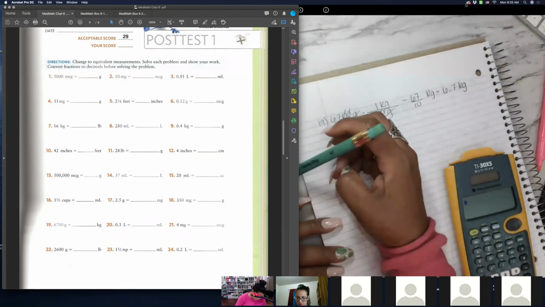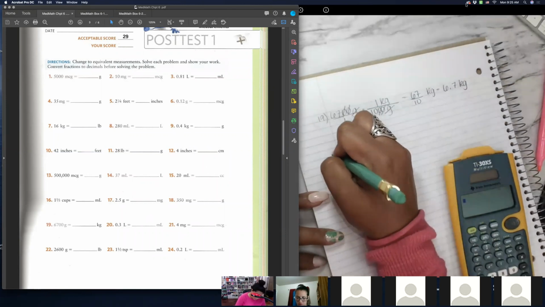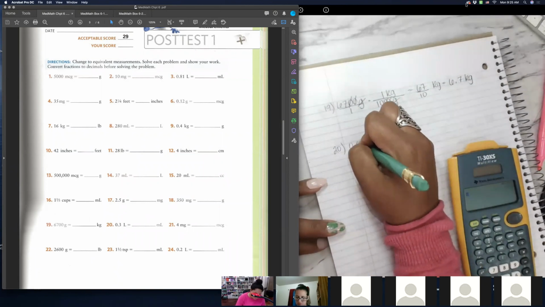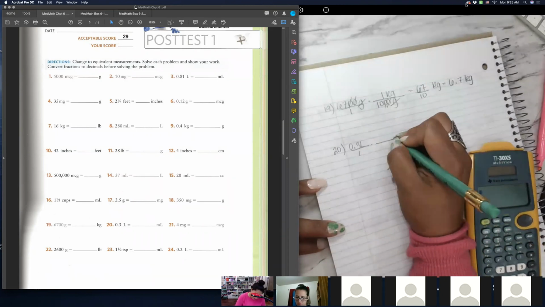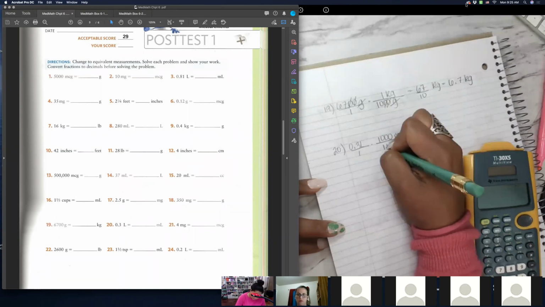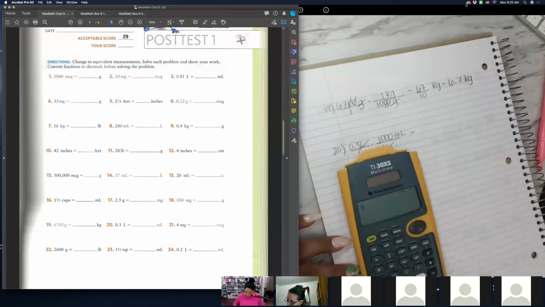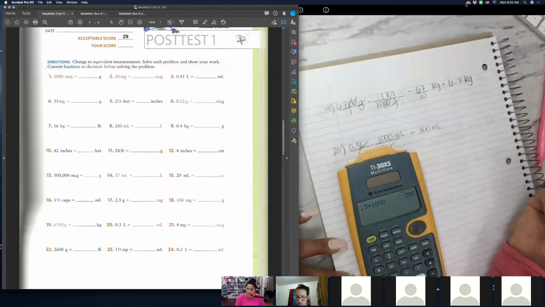Okay, 20 is 0.3 liters, and we want to convert that to milliliters. So 1 liter is equal to 1,000 milliliters. Our units of liters will cancel. And then you just take 0.3 times 1,000. And that's going to give us 300 milliliters.